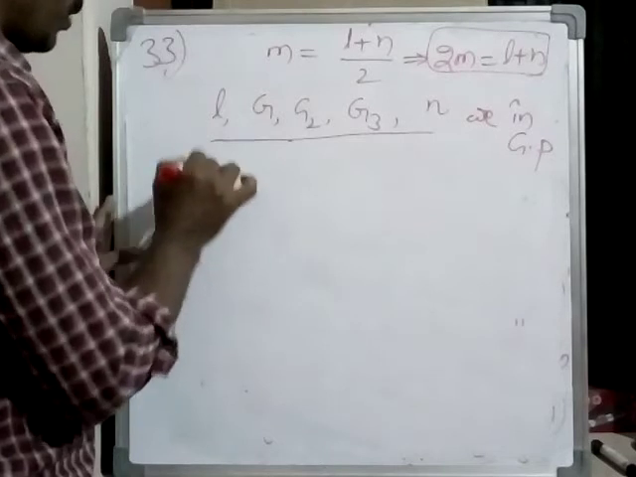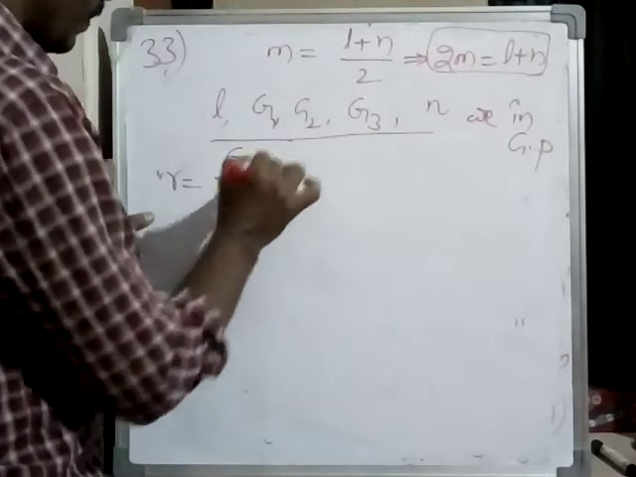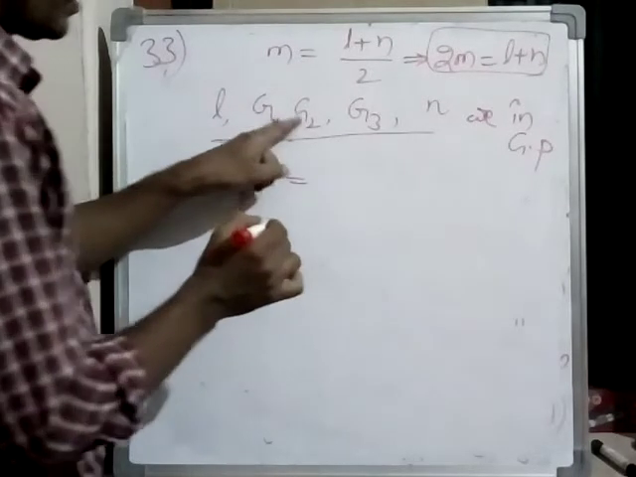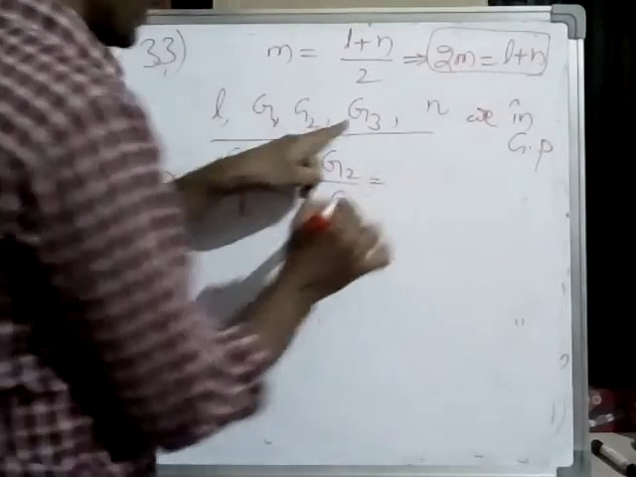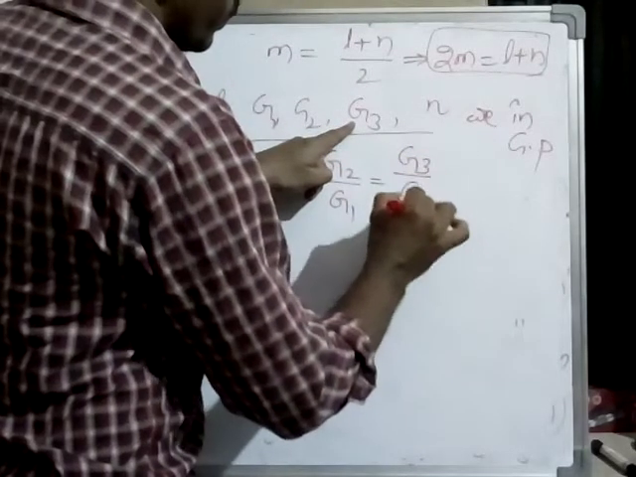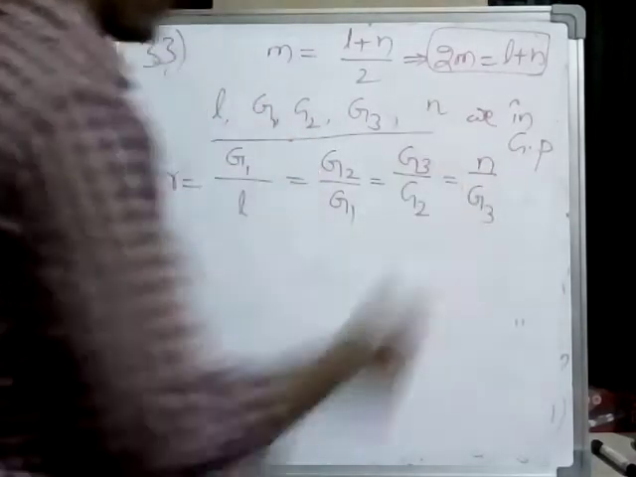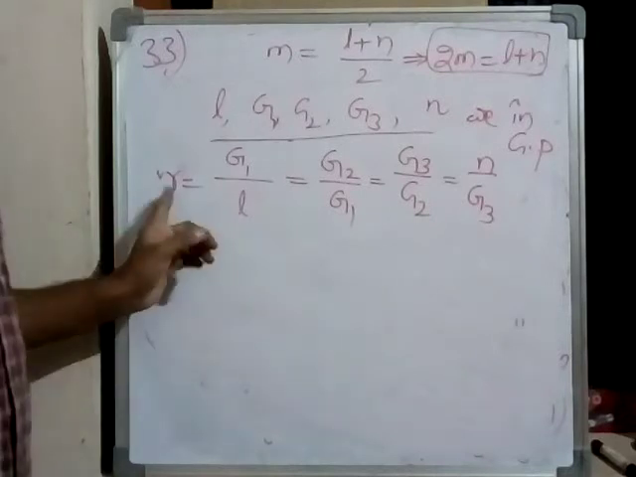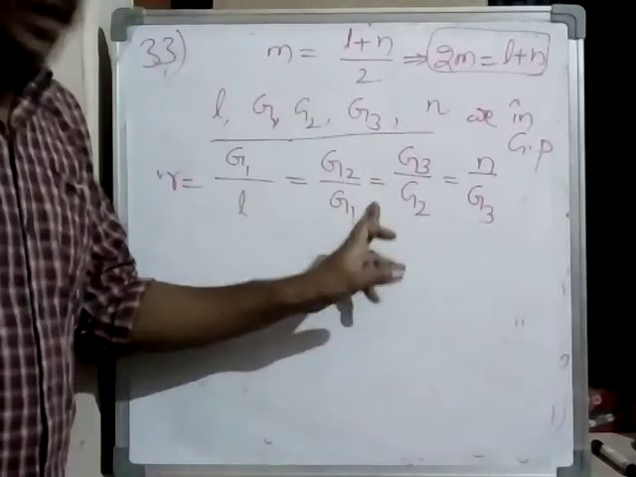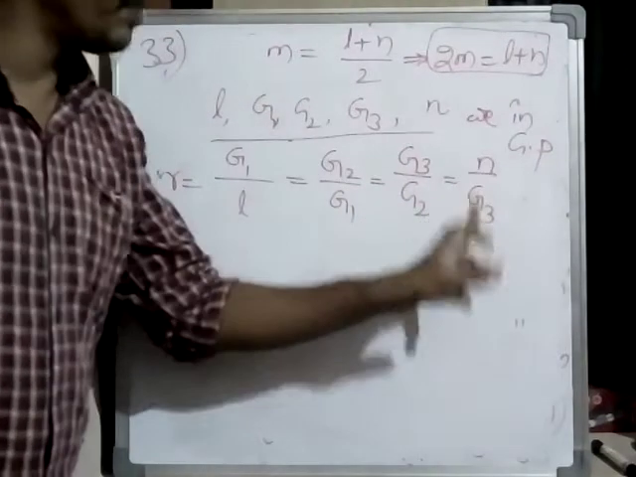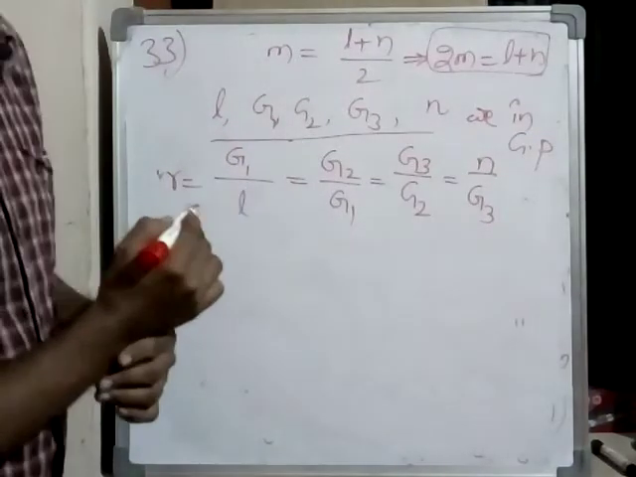So R is equal to T2 by T1, that is G1 by L. Next, T3 by T2, G2 by G1. Next, G3 by G2. Next, N by G3. So here the common ratio R is equal to G1 by L, equal to G2 by G1, equal to G3 by G2, equal to N by G3.